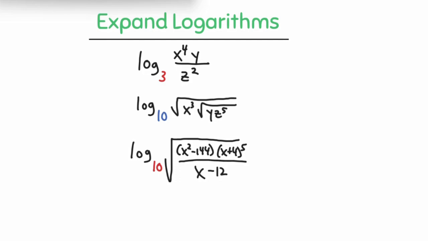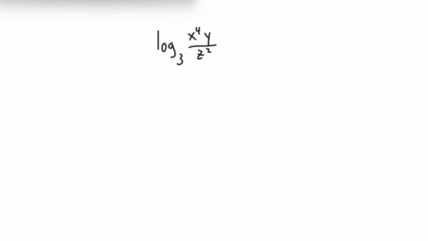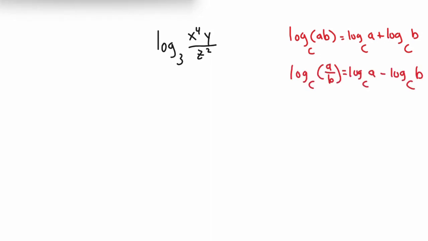In this video, I'm going to illustrate how to expand logarithms. So here's our first problem. Let's expand this. Here's a log property you'll find useful for these types of problems. The log of a product equals the sum of the individual logs. Likewise, the log of a quotient is equal to the difference of the individual logs.